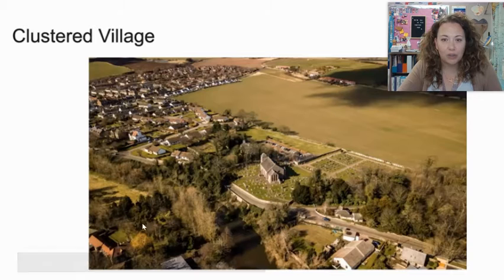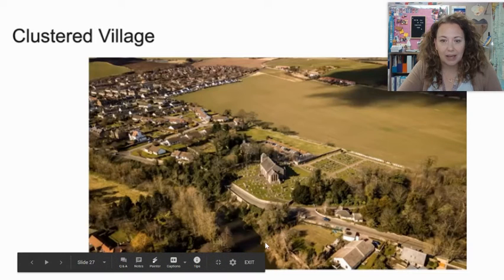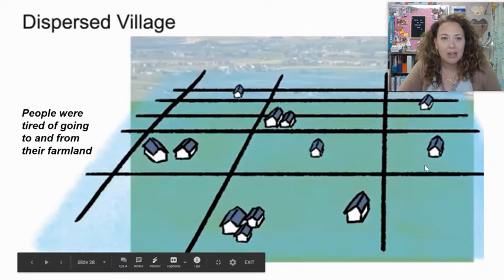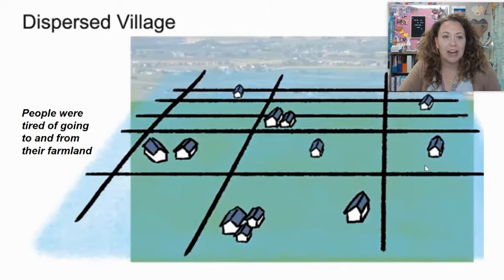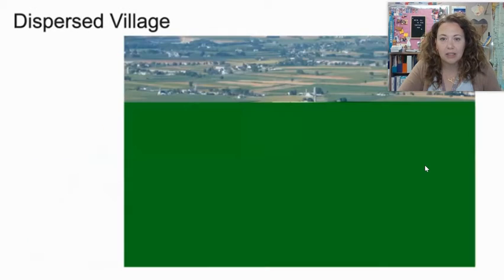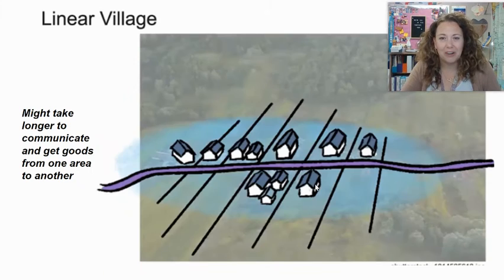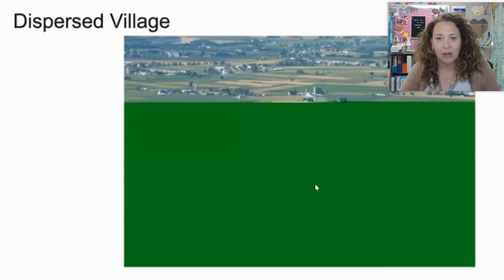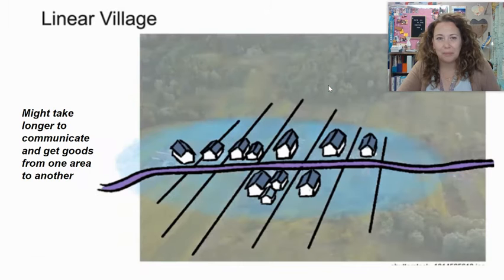Okay. And then again, here's a real picture of that. And look at that. What's right in the middle? The church with a little cemetery all around it. Okay. Dispersed village. People were tired of going to and from their farmland. So they said, how about I just live in the middle of my farmland? Wow, that got cut off. Okay, cool. Well, you guys can see all the way up here. Again, you can see an example of that.